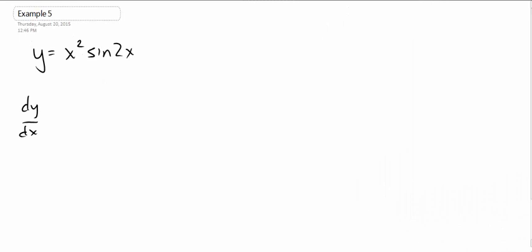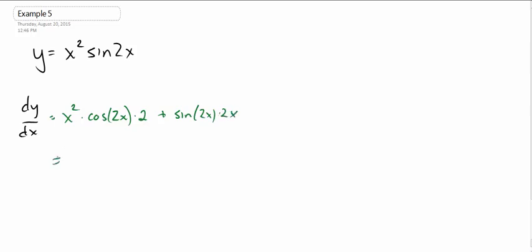And there's no reason we just have to deal with trig functions. Let's throw an x squared in there. X squared times a trig function. Well, product rule, guys. You can do this. Pause the video, try and find this derivative. So we have x squared times cosine 2x times 2. We need a little chain rule in there. Plus second, sine 2x times 2x.